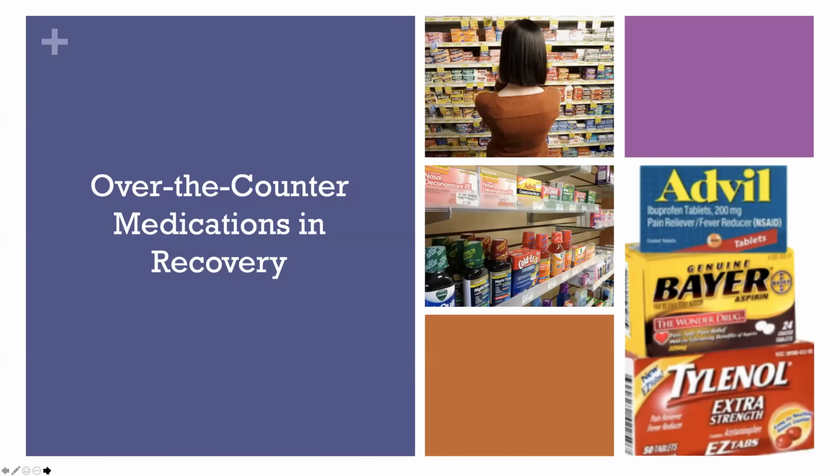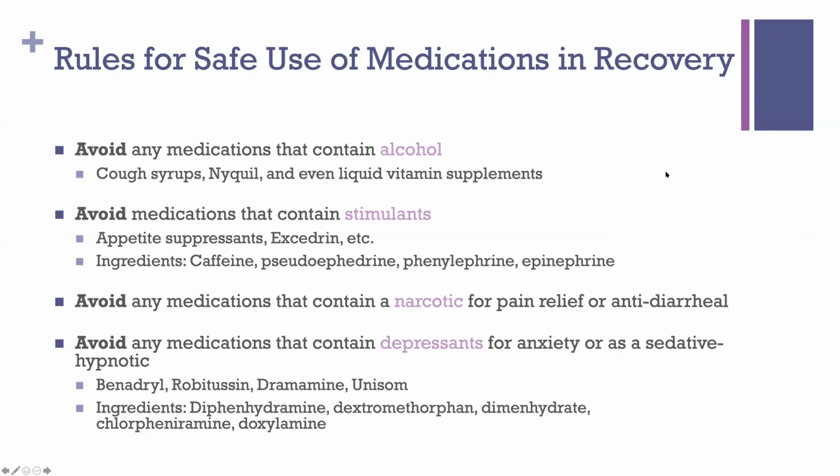So the first thing we look at is over-the-counter meds in recovery. And then the rules for safe medication, especially with these: you avoid any medications that contain alcohol, and they can be cough syrups or NyQuil or vitamin supplements. You want to avoid medications that contain stimulants, and they can be appetite suppressants, Excedrin, caffeine, pseudoephedrine, phenylephrine, ephedrine, epinephrine, some asthma meds. You want to avoid medication that contains any type of narcotic that may be used for pain relief or as an antidiarrheal.